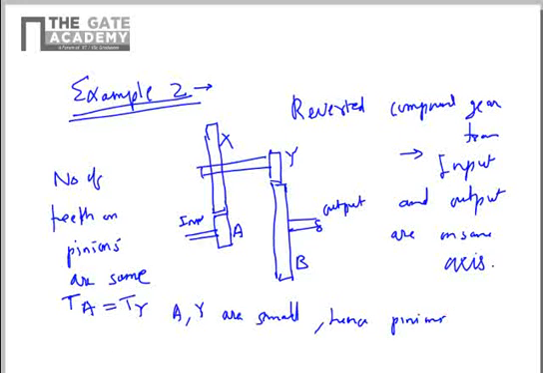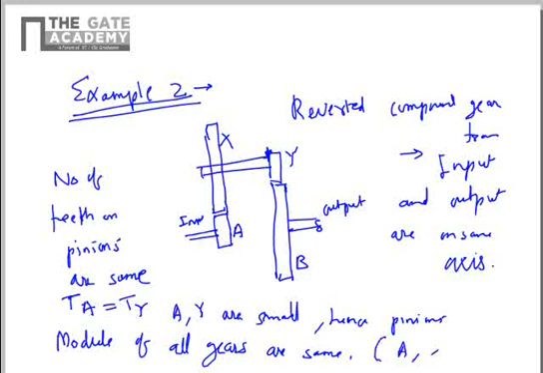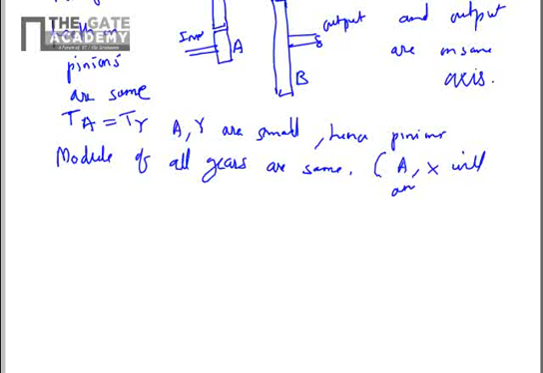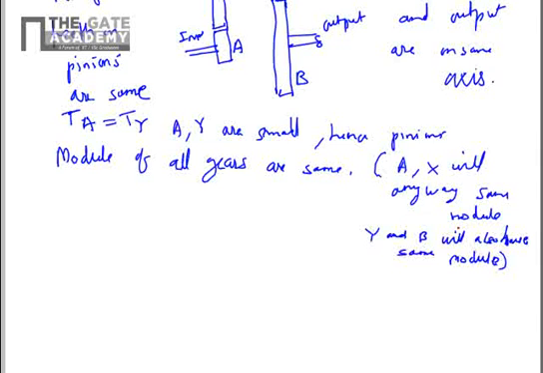The second condition that is provided is that the module of all gears is the same. In a gear train, we had an initial definition that the module of all gears in a gear train should be the same, but in a compound gear train, it is not necessary. Like A and X will anyway have the same module, and Y and B will also have the same module. But in this case, the special condition given is that the module of all gears is the same.